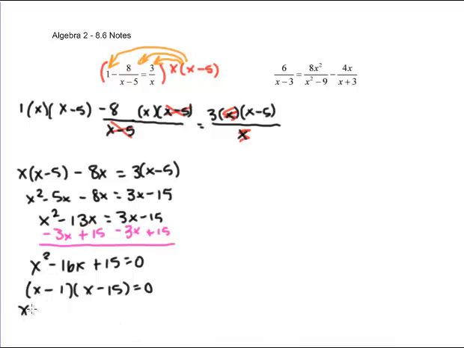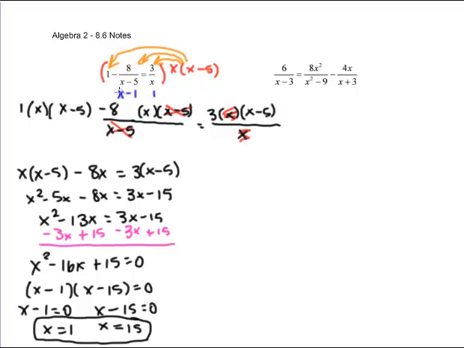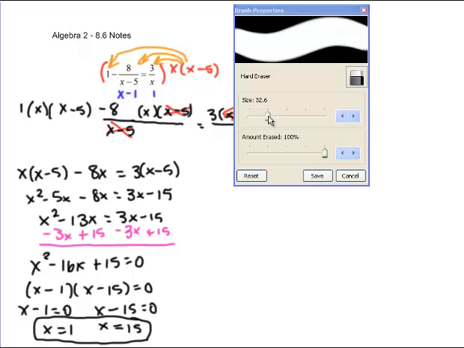And so x minus 1 equals 0, x minus 15 equals 0. And so x is equal to 1 and 15. So we've got two answers down here. Okay, we've got two answers. Well, when you're looking at that, you just need to check and make sure if both of those work in the original function. So if we let x equal 1, does 1 minus 5 work? And so let's see here.